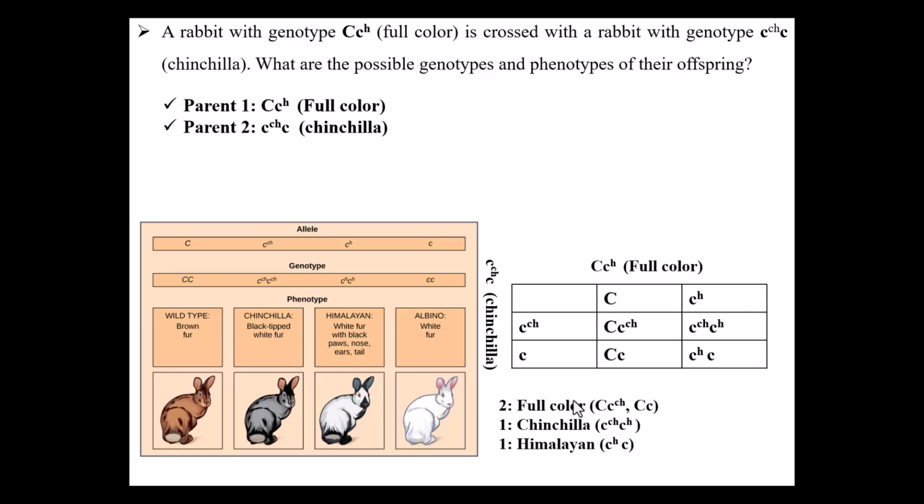If we look at the example, let's say that a rabbit was genotype C C^H. See, it's a full color. We said before that the capital C is an allele for full color and is dominant over other alleles. It is crossed with a rabbit with genotype C^ch C. See, we have the C chinchilla, C^ch, and C lowercase.